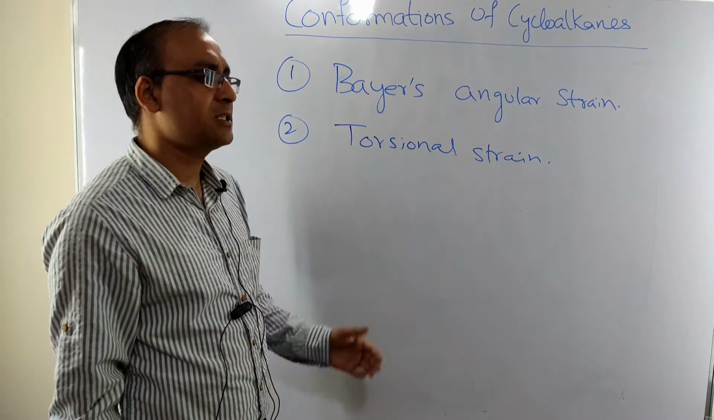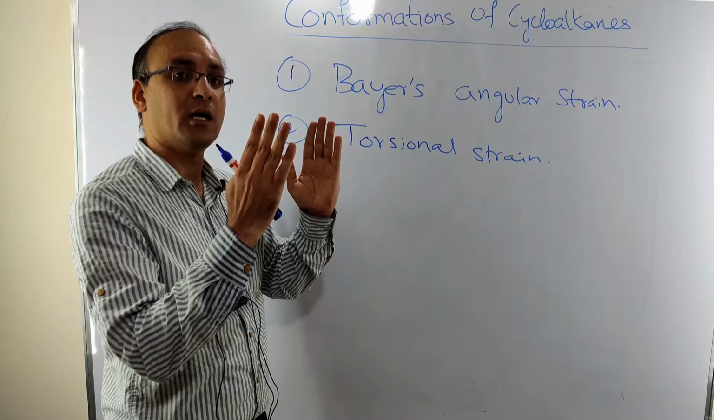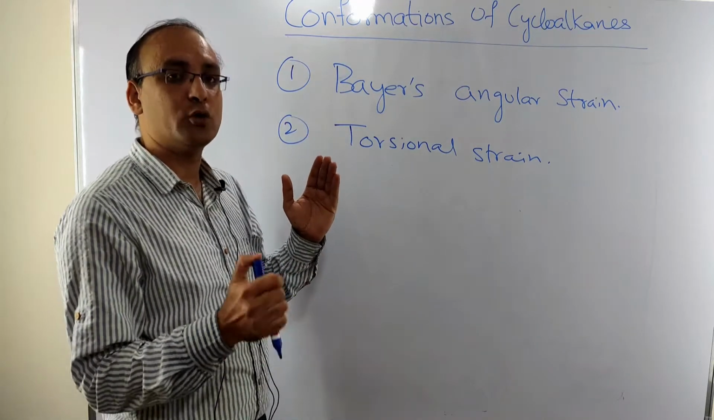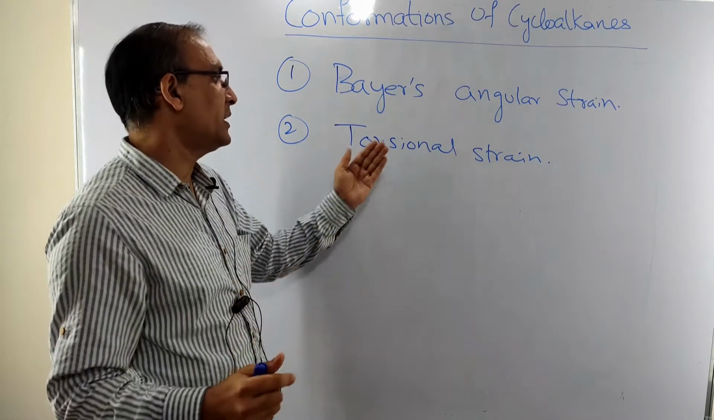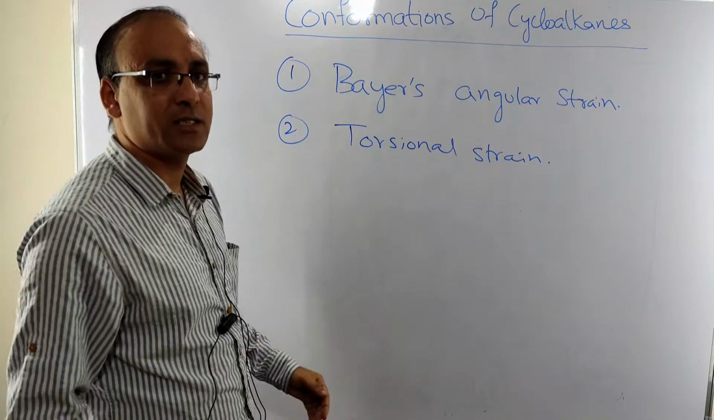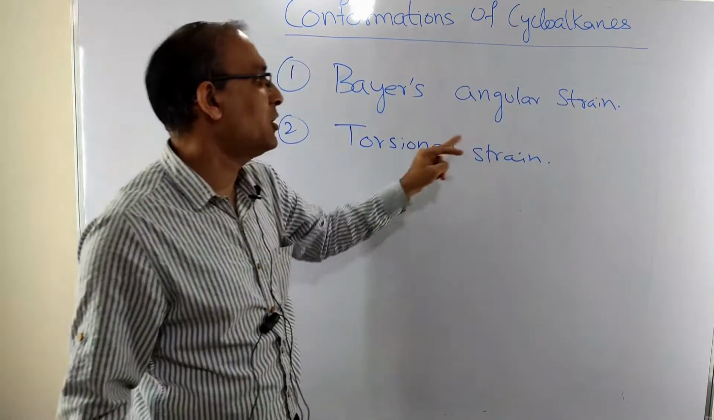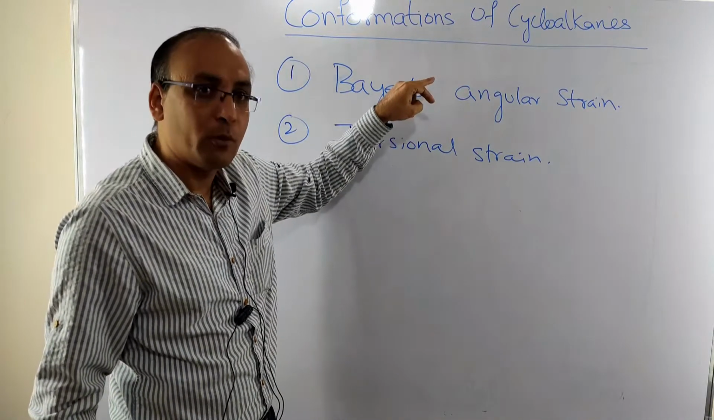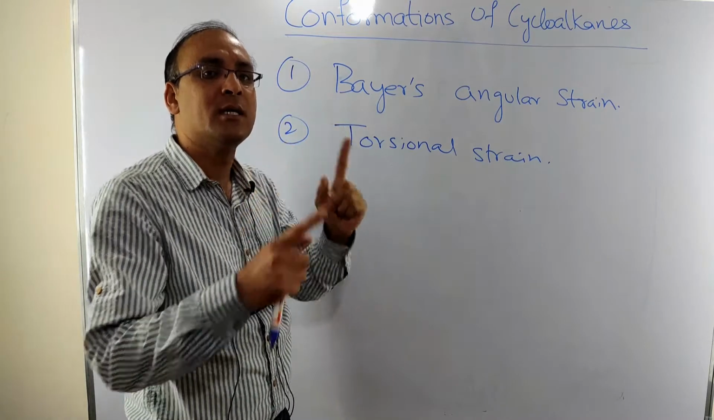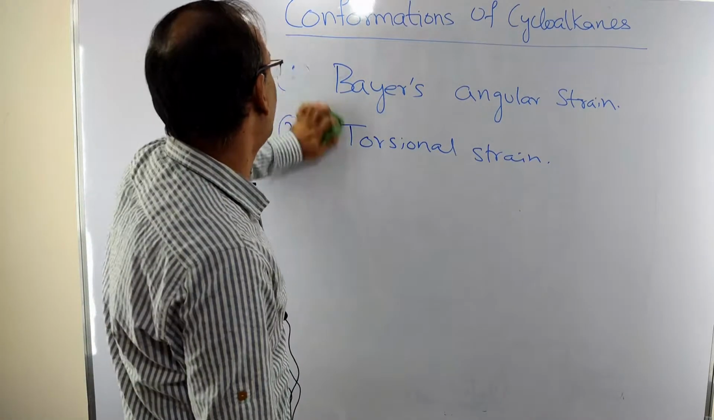And torsional strain is when two substituents eclipse each other, and because of that they produce what is called a steric strain, and that is called torsional strain. When we look at the examples, we will understand more clearly, but please understand two things: Bayer strain and torsional strain. Bayer strain is all about angle, torsional strain is all about eclipsing substituents, steric hindrance, right? We'll do one by one.